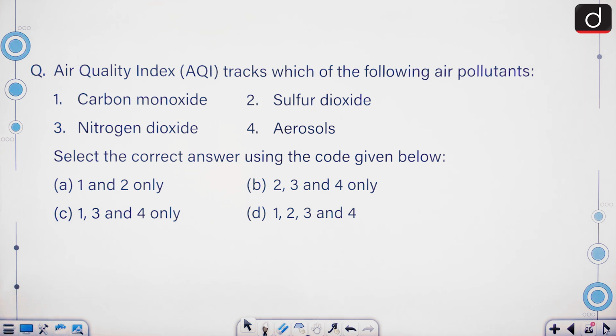Air quality index tracks which of the following air pollutants: carbon monoxide, sulfur dioxide, nitrogen dioxides, aerosols. As we have to select the correct ones, all are correct. D is the correct answer.